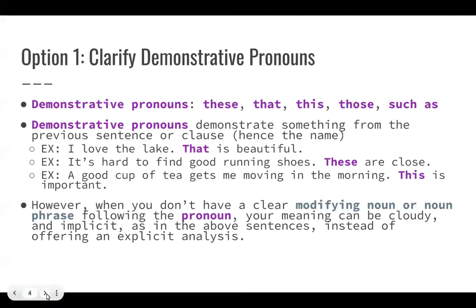So first, clarify demonstrative pronouns. Demonstrative pronouns are usually these, that, this, and those, sometimes such as in the English language. Demonstrative pronouns demonstrate something from the previous sentence or clause, hence the name. They're also sometimes just called demonstratives or determiners. So for example, I love the lake, that is beautiful. Or it's hard to find good running shoes, these are close. Or a good cup of tea gets me moving in the morning, this is important. However, when you don't have a clear modifying noun or noun phrase following the pronoun, especially in longer sentences, your meaning can be cloudy and implicit, as in the above sentences, instead of offering an explicit analysis.